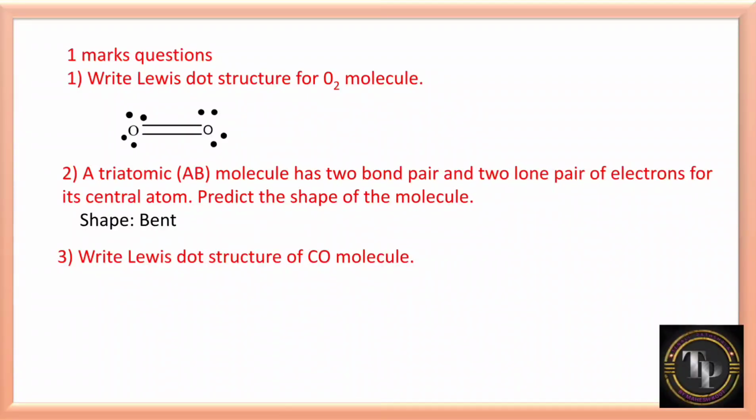Write Lewis dot structure of CO. Again, same thing. Carbon monoxide they are asking. What is the valency of carbon? 4. So 3 electrons are involved in the bond formation. Then 2 are remaining. Those 2 are shown by dotted lines. In oxygen again 3 are involved in the bond formation. 2 are shown with the dotted lines.